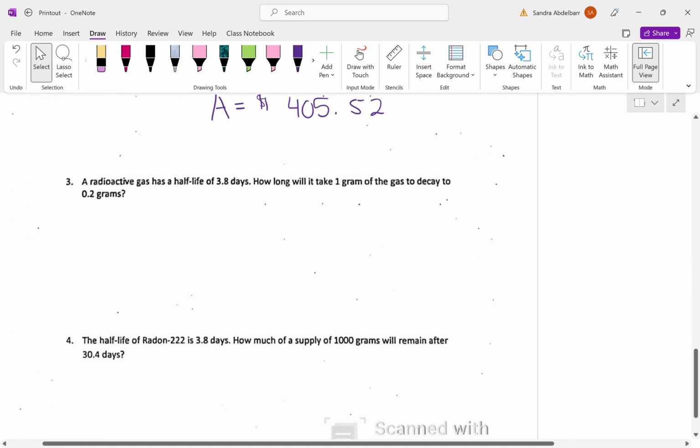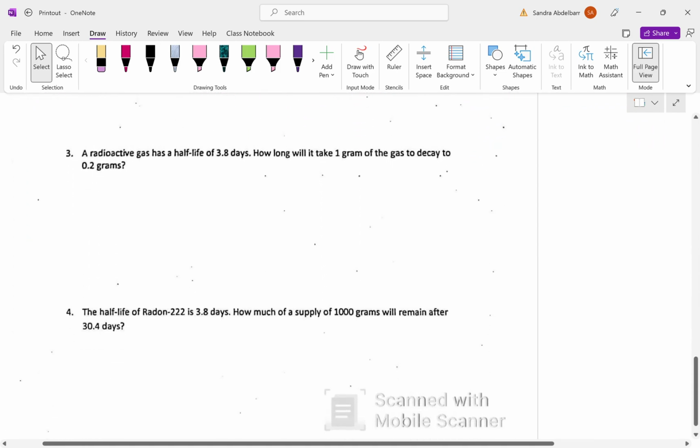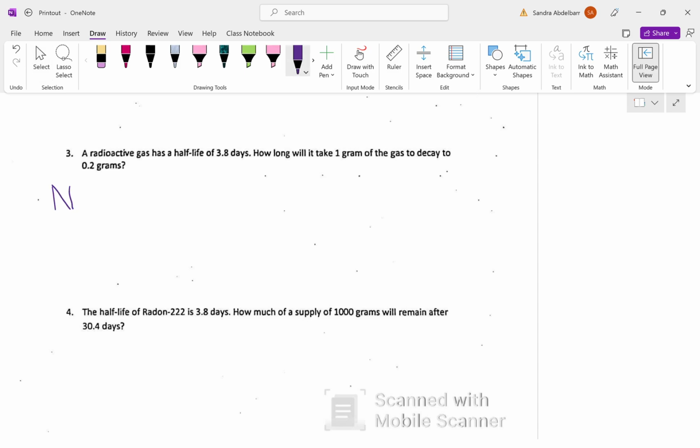Yeah. All right. A radioactive gas has a half-life of 3.8 days. How long will it take 1 gram of the gas to decay to 0.2 grams? So exponential decay, right? So in the exponential decay formula, we have n equals n sub 0, that's our starting amount, times 2 raised to the negative t over k power. So it's saying how long will it take? So do you all agree that we're trying to find time? The t, we're trying to solve for t.